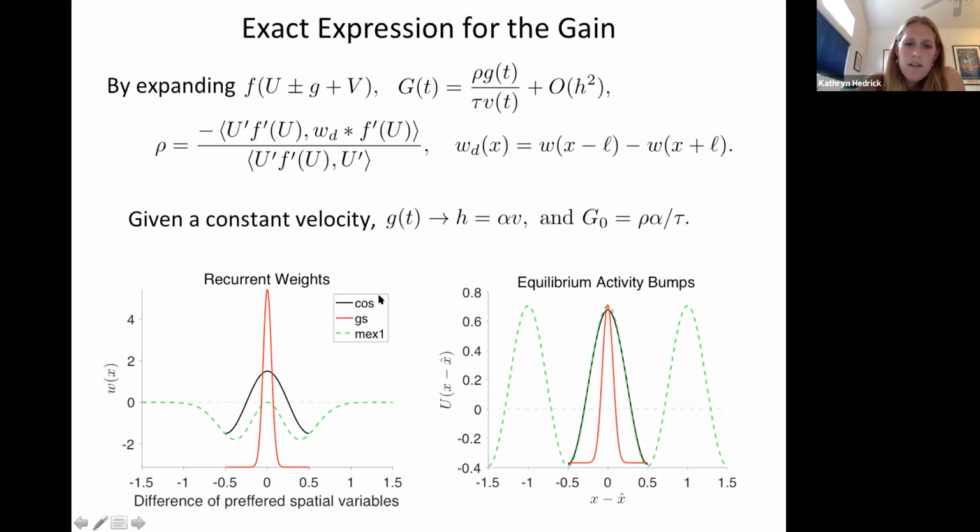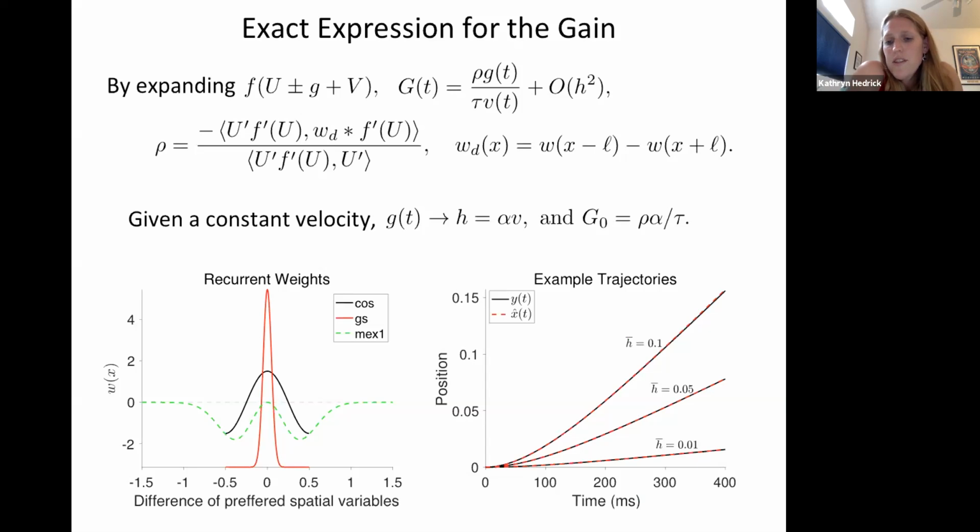So here I look at 3 of the most commonly used weight tuning curves. The black is a cosine, the red is Gaussian, and then the green is a Mexican hat function. The cosine and Gauss are often used for head direction cells or place cells. The Mexican hat is based on a simplification, a 1D simplification of a grid cell network. And here are the 3 equilibrium activity bumps for these 3 weight tuning curves. I set the parameters so that they would all have about the same peak value.